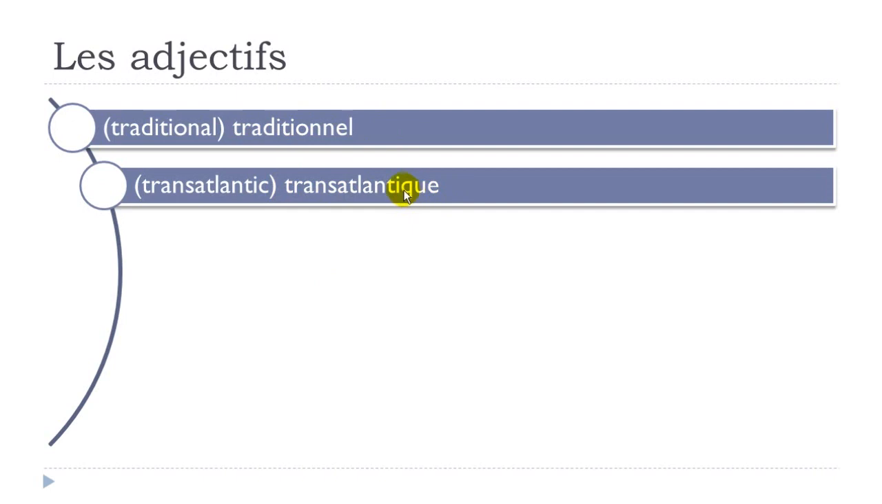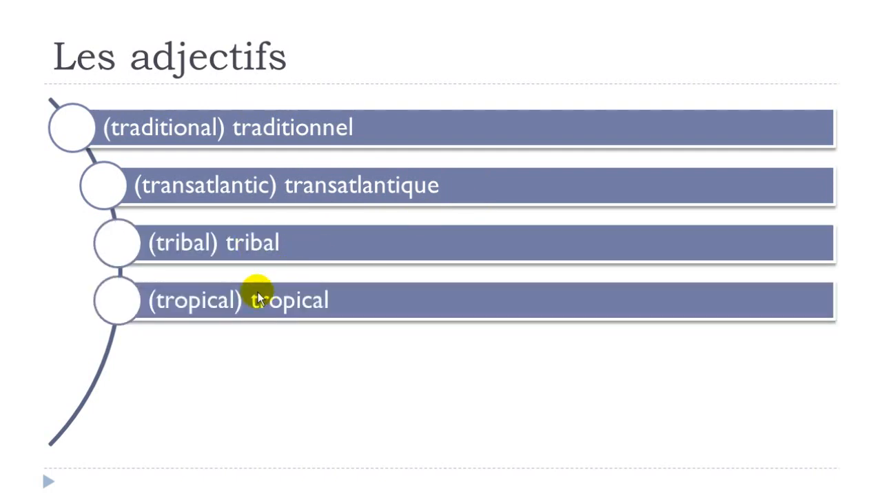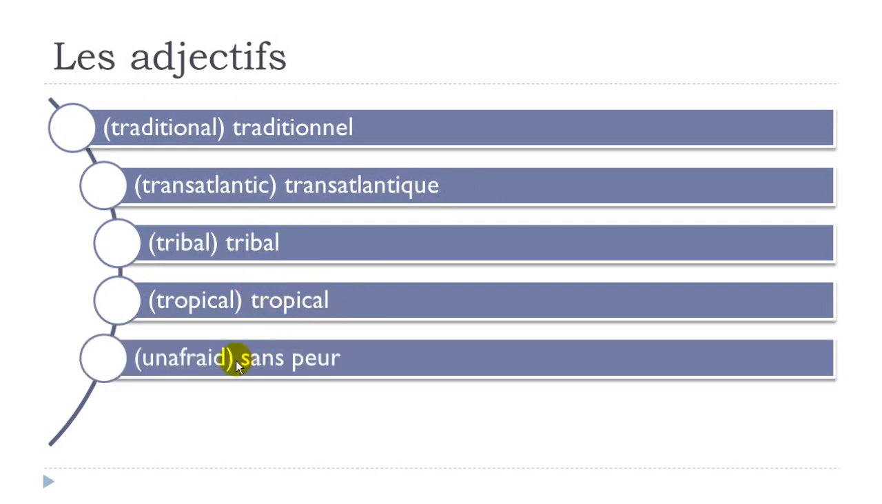Transatlantique. Okay, so at the end, tic. Remember, Q-U-E, K. Transatlantique. Tribal. Tropical. Sans peur. Okay, pronounce the final R, E-U-R, heure, peur. Sans peur. Don't pronounce the final S here.